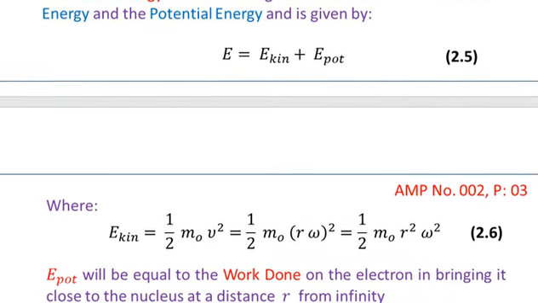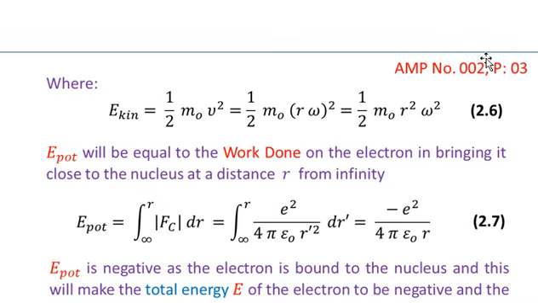Now the kinetic energy is given by the expression E kinetic is equal to half m naught v square. We can again substitute v by r omega, and then we can write the total kinetic energy of the electron to be equal to half times m naught times r square times omega square, as shown in equation number 2.6. E potential, that is the potential energy, will be equal to the work done on the electron in bringing it close to the nucleus at a distance r from infinity.